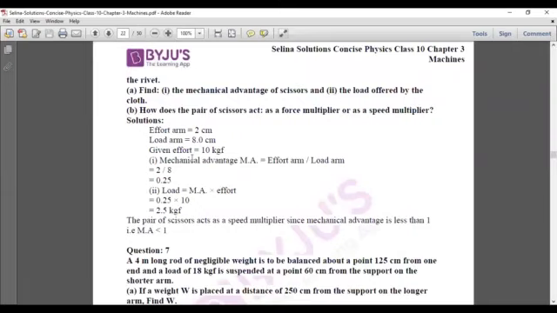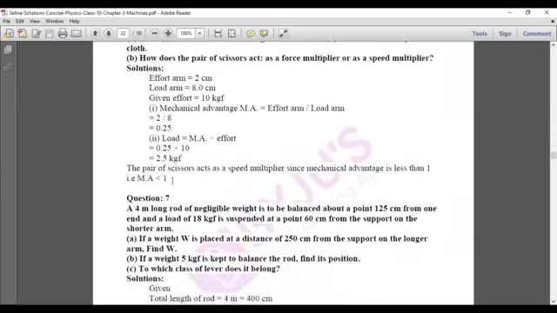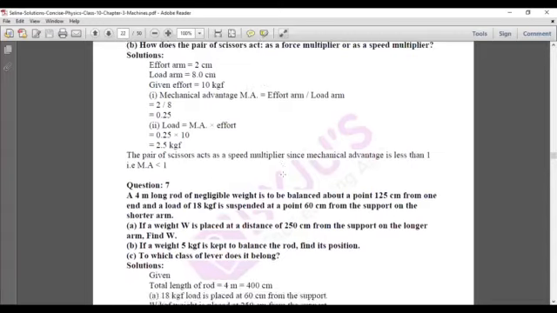So the mechanical advantage is effort arm divided by load arm. 2 divided by 8, it is 0.25. And load is how much? Mechanical advantage into effort. So mechanical advantage is 0.25 into effort, 10 kgf. So the load is 2.5 kgf. The pair of scissors acts as a speed multiplier since mechanical advantage is less than 1. See, mechanical advantage is less than 1. Therefore, pair of scissors acts as speed multiplier.